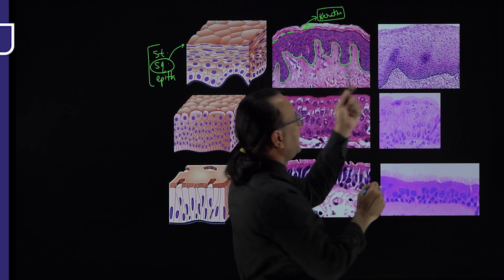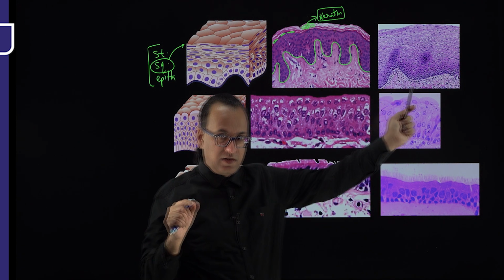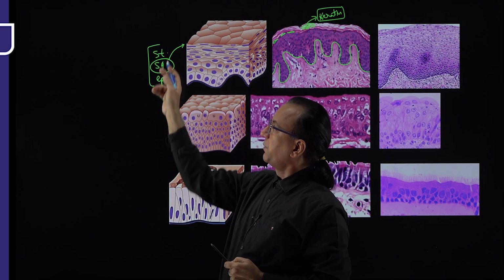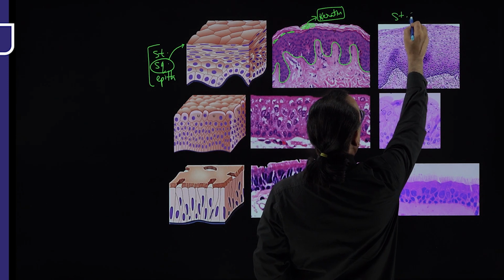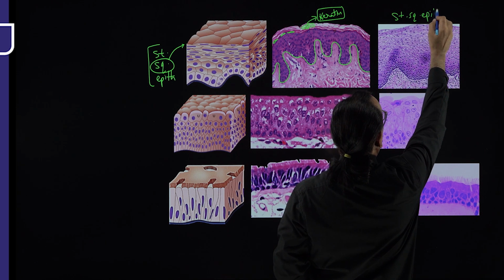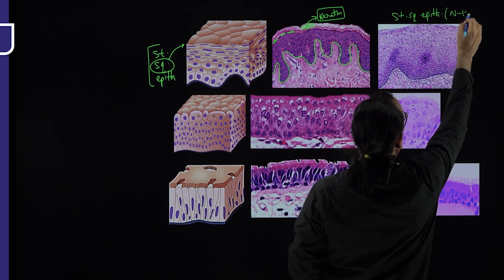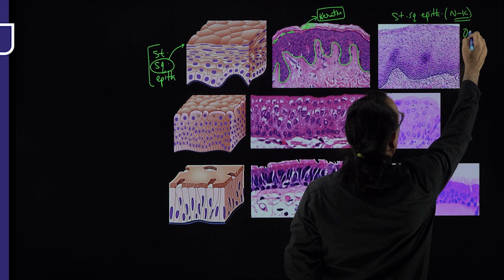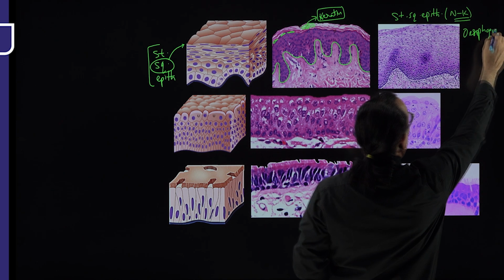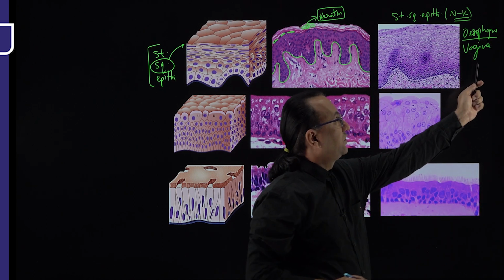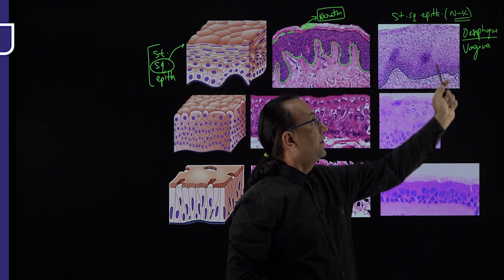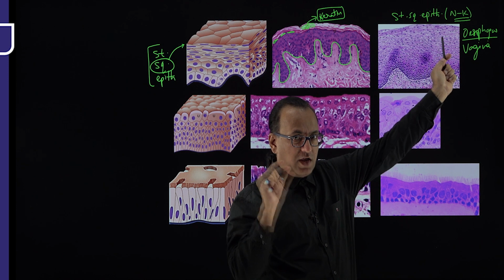But then in the next diagram, you will see there is no keratin. This is also stratified squamous epithelium, but is non-keratinized. So, stratified squamous epithelium, which is non-keratinized, where do you find such an epithelium? One good example is the esophagus. And another example is the vaginal epithelium. So, epithelium of the vagina or the esophagus is stratified squamous epithelium but non-keratinized.